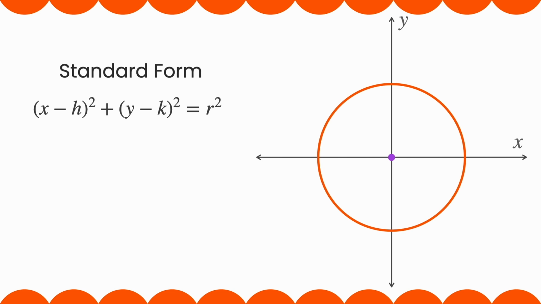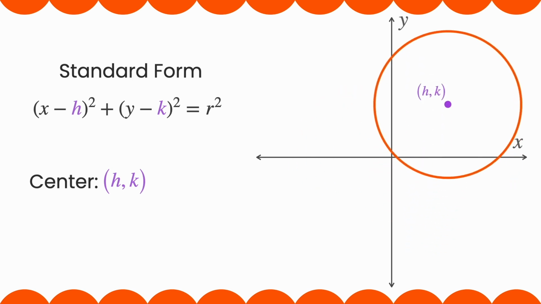The first is the center of the circle, which is located at (h, k). In our equation, h and k are the values being subtracted from x and y, and you can think of them as horizontal and vertical shifts from the origin.